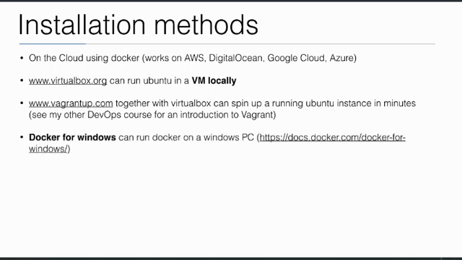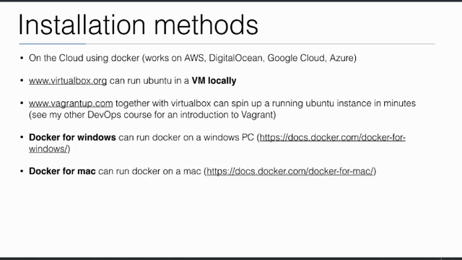In the demo, I'm going to show you how to use Docker, which is a container engine. You also have Docker for Windows, which can run Docker on a Windows PC. If you have a Windows PC, you can just download this Docker for Windows software, and you could run the containers straight on your Windows machine as well. If you have a Mac, you can do the same thing with Docker for Mac.